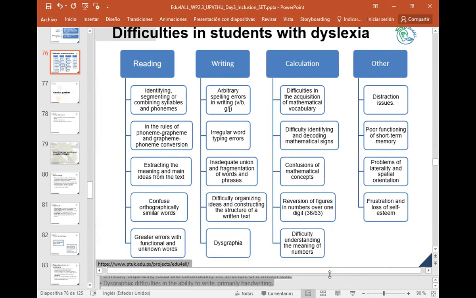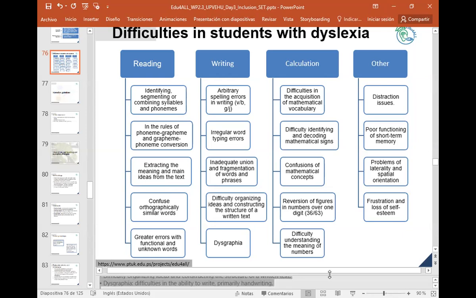With calculation, difficulties in the acquisition of mathematical vocabulary, position, size, and relationships. Difficulty identifying and decoding mathematical signs. Confusions of mathematical concepts, before/after, plus/minus, half/double. Reversion of figures in numbers over one digit, 36/63. Difficulty understanding the meaning of numbers, the ability to quickly understand, approximate and manipulate numerical quantities.